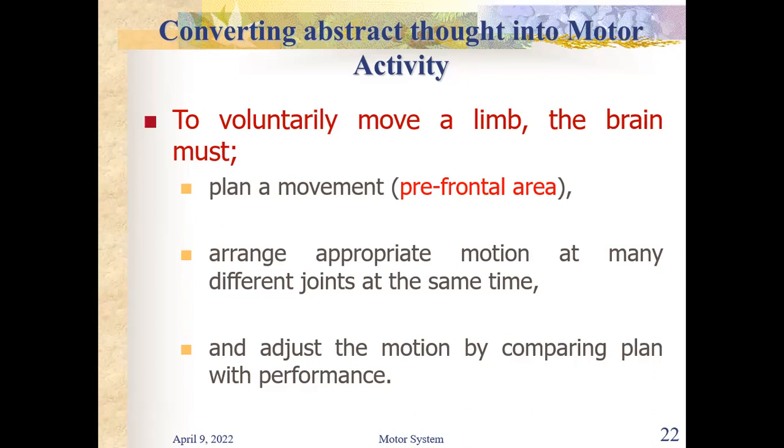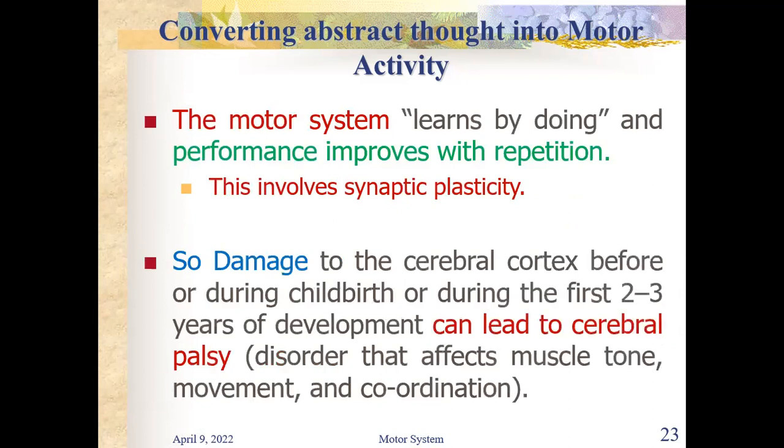So once a movement is perceived to take place, these are the steps that will occur. Planning of the movement, arrangement of appropriate motion at different joints at the same time, adjusting the motion by comparing plan with performance. That means the movement is now executed. So sensations going back to the motor cortex will help to adjust the movement if there was an error when executing the movement. So initiation of the movement takes place.